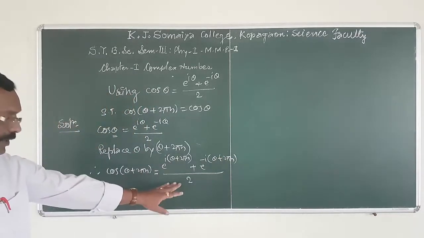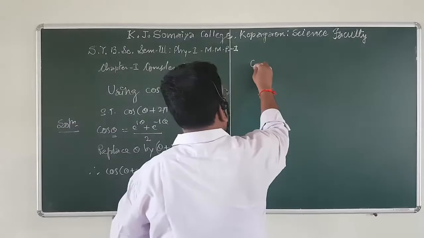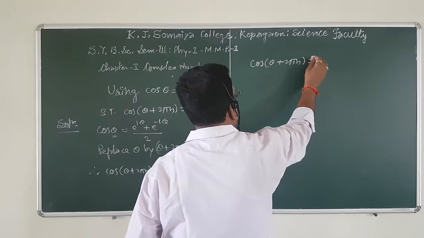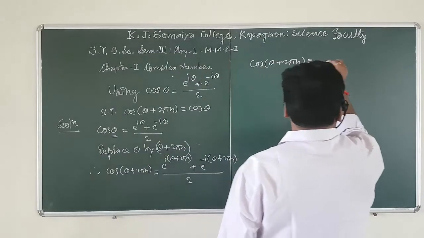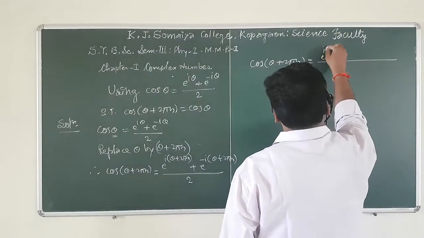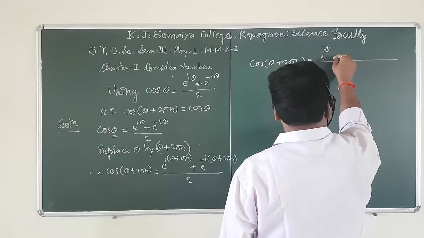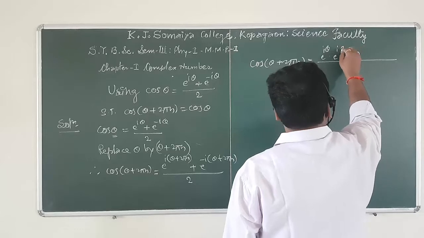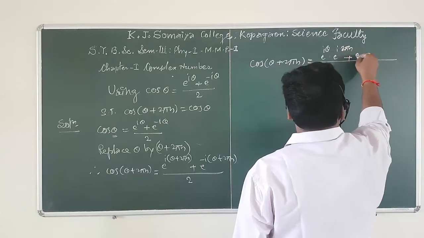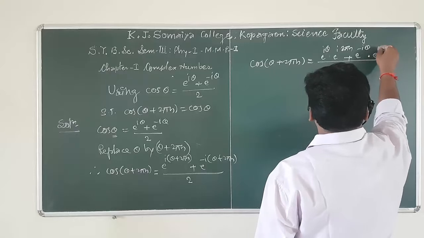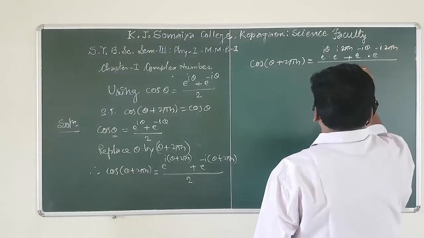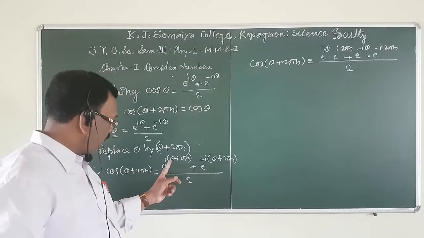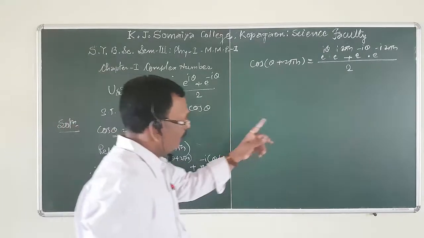Now, solve the RHS of this equation. We have cos(theta + 2 pi n) is equal to e^(i theta) into e^(i 2 pi n) plus e^(-i theta) into e^(-i 2 pi n) upon 2. We simply separate this theta and 2 pi n.